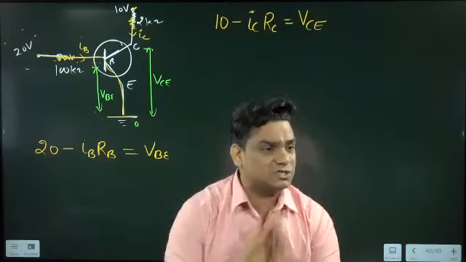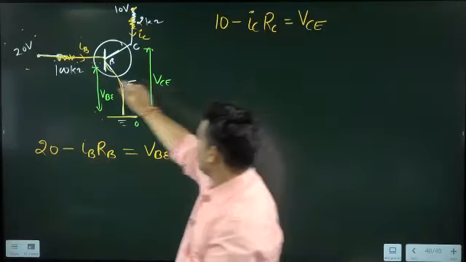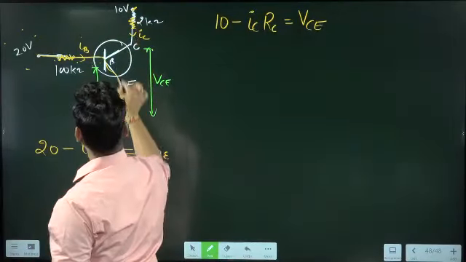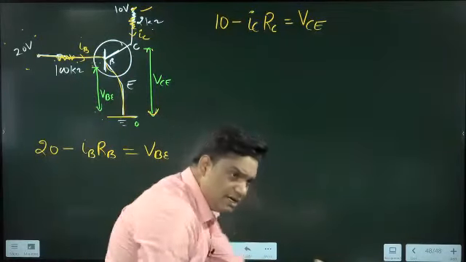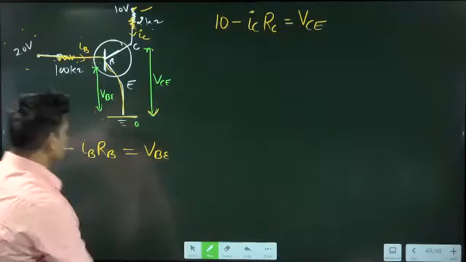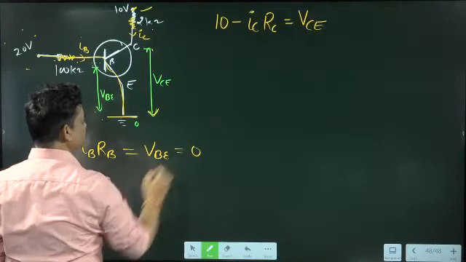You have to make these two equations in any question, one here, one here. So 10 minus IC, RC equals VC. They can give you VB and VC, or they will not give. Suppose I have not given it in this question, so we can say this is 0.